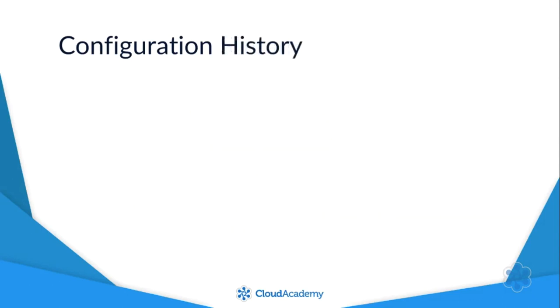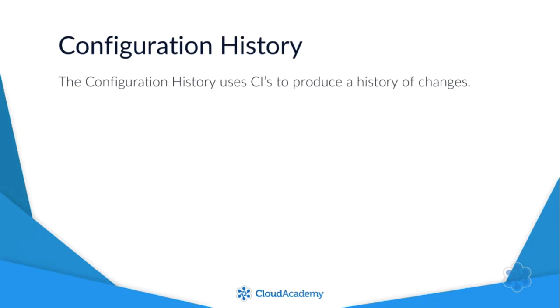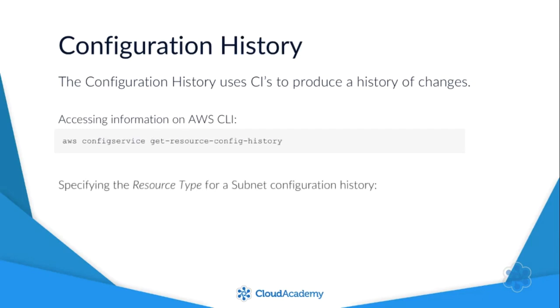The configuration history uses configuration items to collate and produce a history of changes to a particular resource. This allows you to see the complete set of changes made to a resource over a set period of time. The information can be accessed either programmatically through the AWS CLI using the following command. You can also specify the resource type. So for example, if you wanted to look at the configuration history for a subnet, you could enter the following into the AWS CLI.